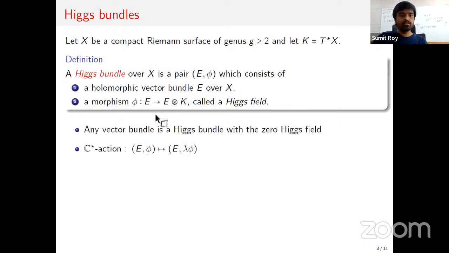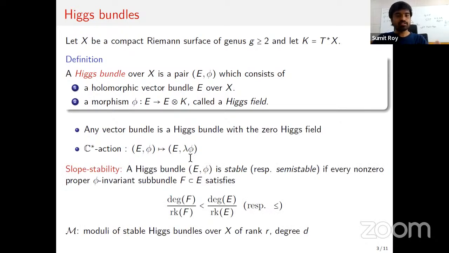Okay. An example: any vector bundle is a Higgs bundle. I mean, if you consider the zero morphism here, phi is 0 in that case. Okay, so which means that the moduli space of vector bundles sits inside the moduli space of Higgs bundles. Also, you have a C-star action on this Higgs bundle, which sends the Higgs field phi to lambda phi. Okay.